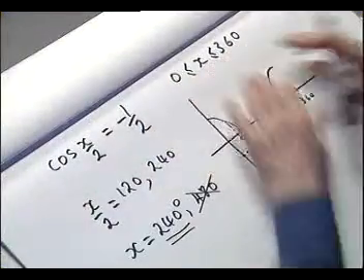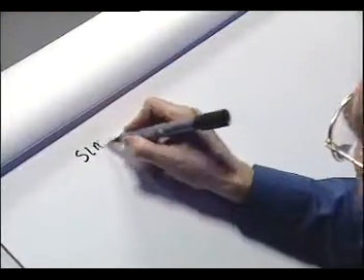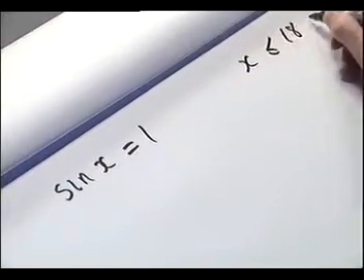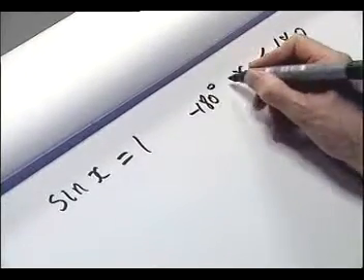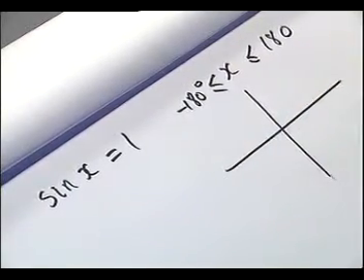Now, we've been working with a range of 0 to 360, or in one case, 0 to 180. So let's change the range now so it's a symmetric range in the y-axis. So the range is now going to run from minus 180 to plus 180 degrees. So we'll begin with sine of x equals 1, and x is to be between 180 degrees but greater than minus 180 degrees. Let's sketch the graph of sine in that range.